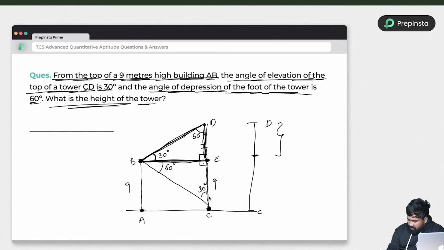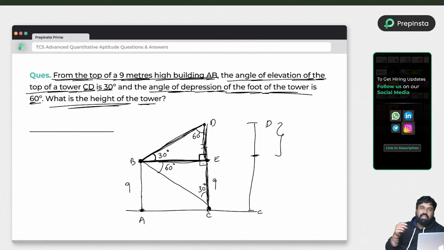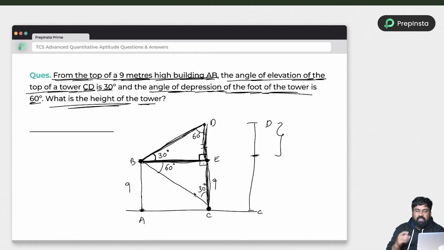You can find from this value. See, all are interlinked. If you know one side, you can find the other side by using sine or cos methods, right? So here we know 9 meters. From BEC, we will find the BE value, and next we will examine BED, so that we will find the DE value also by using BE.